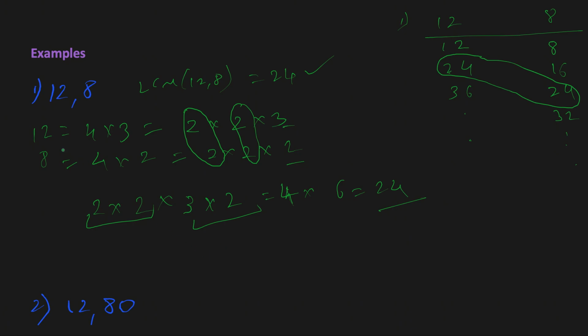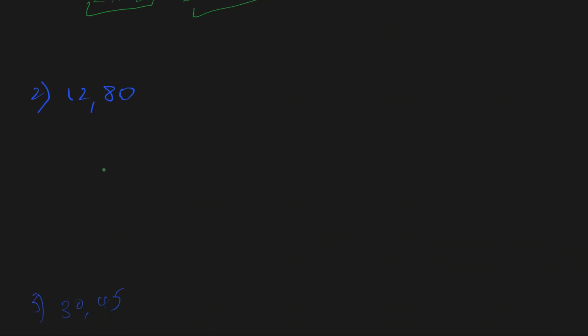Now I personally prefer this method over the table because in this case the numbers are small, so it's easier to know what the table is. But when we go through bigger numbers, it's hard to remember, or just time consuming, to list down all the tables for a given number. So I personally prefer the prime factor method. It's just easier. Let's go over the second example, which is 12 and 80.